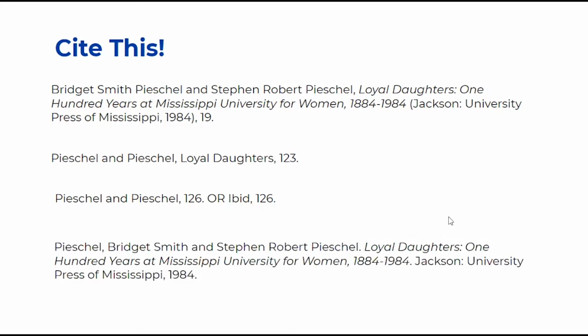And then, of course, if you're doing a bibliography, you'll want to invert the first name that's there. It's Pichelle, Bridget Smith, and then Stephen Robert Pichelle. So you'll do the name in proper order for the second author, but for the first author, it is going to be inverted. And then make sure you include your periods and not commas in the bibliography. The title is in italics, followed by the publication information. And that's how you'd cite that book.